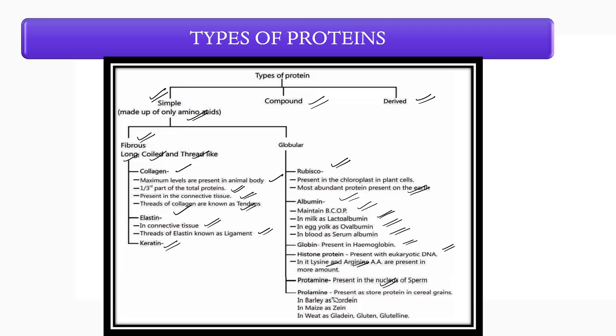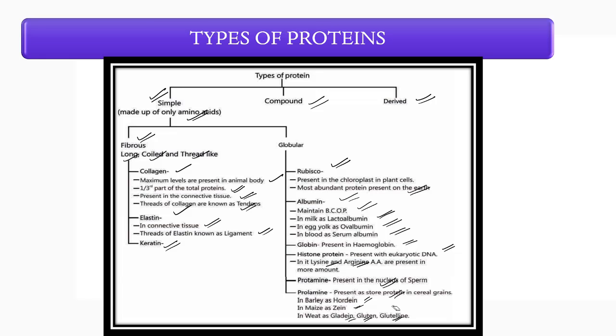Prolamines are present as stored protein in cereal grains: in barley as hordein, in maize as zein, in wheat as gliadin or glutenin. So the globular and fibrous proteins are simple proteins made up of only amino acids. There is no other group in conjugation with them.